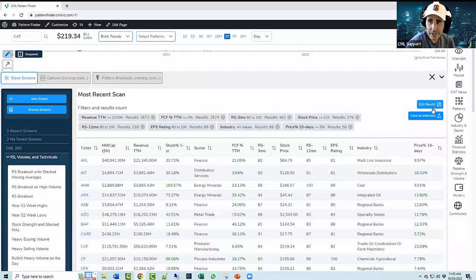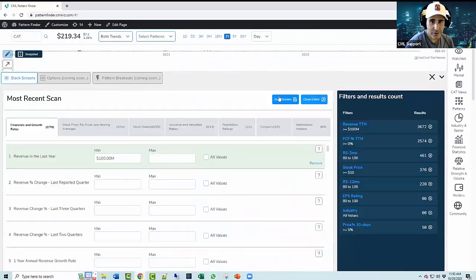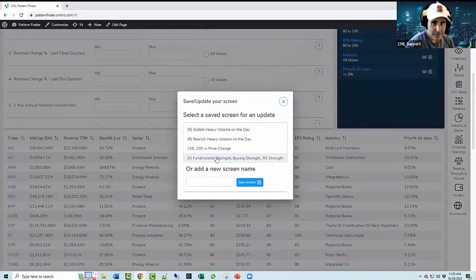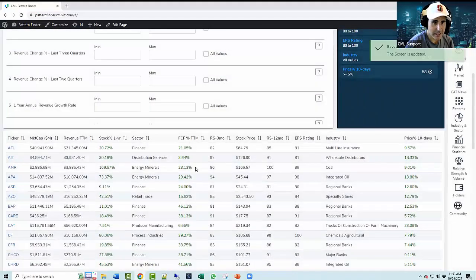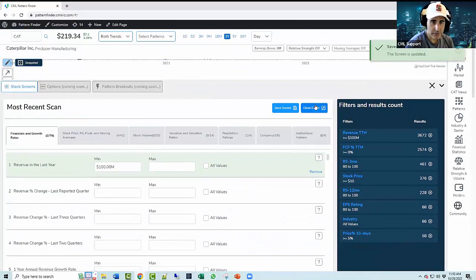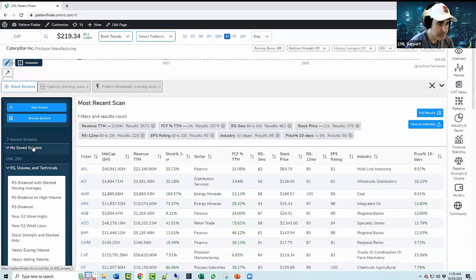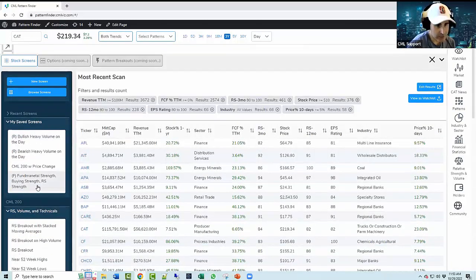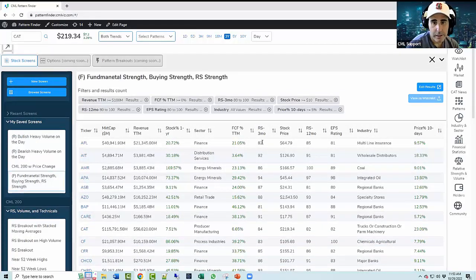The stock trends are still here. I can save these results if I want to, right? If I click edit results and I save the screen and I save it as fundamental strength, blah, blah, blah, save it. So then I'll just close all of this. I'll go to my saved screens. And here it is. I call that fundamental strength, buying strength, and RS strength. And you can go through it.